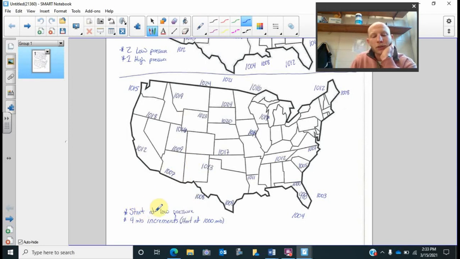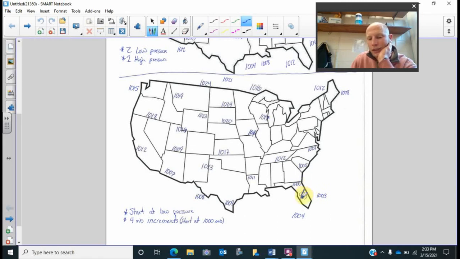So down here at the bottom, it says start at the low pressure. So here I see 998. 998 is the lowest number on my line. It says go by 4 millibar increments, start at 1,000 millibars. Okay, so start here. Here's 1,000, but here's the thing: that's the only 1,000 I can find. Well, between 998 and 1,003, right?